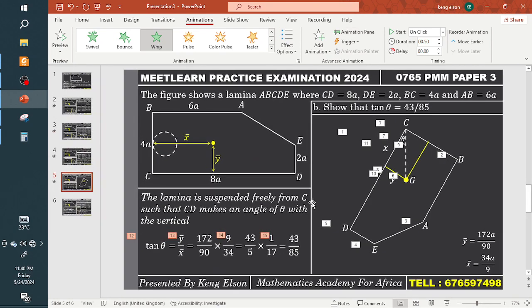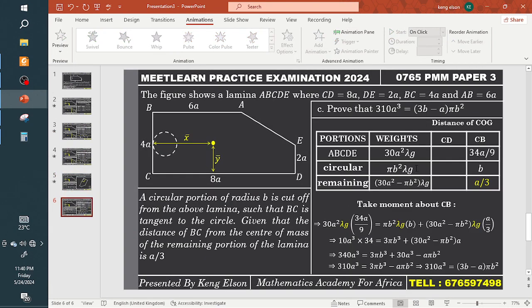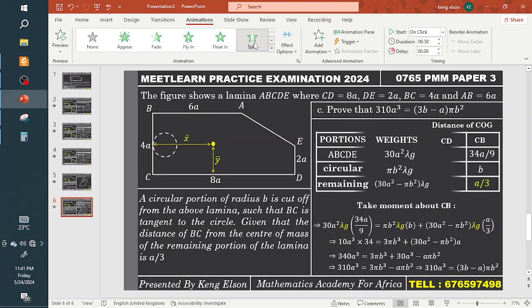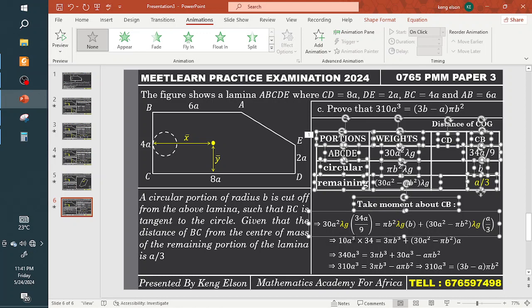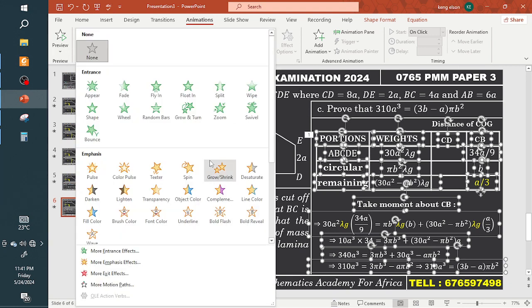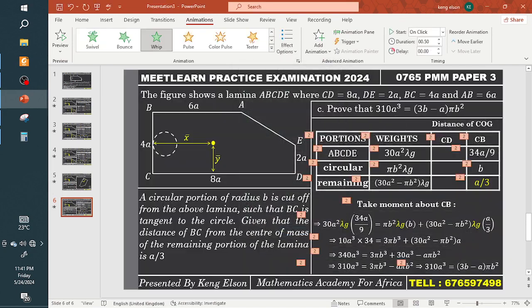Okay. Now the last part. Last part of the question. We animate the table. The table appears animated. Portion, weight, CZ and this. Anyways, first portion, its weight, distance, circular portion, weight, distance, remaining, weight, distance. Take moment, pop, this. And this, I think wipe will be the best animation here.